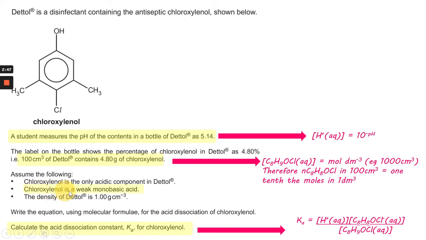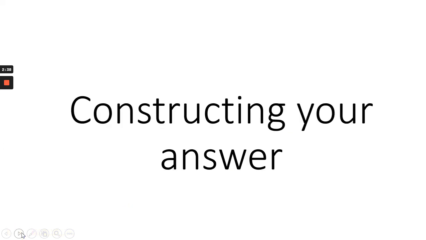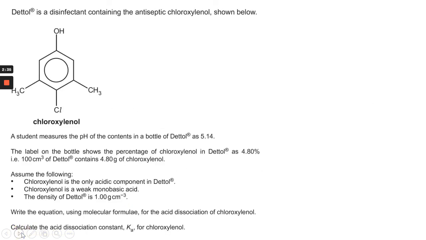And finally, the chloroxylenol is a weak monobasic acid. So therefore our equation can look something like this. Remember, we're sticking to molecular formulae. So now let's construct the answer using those deductions we've just done.